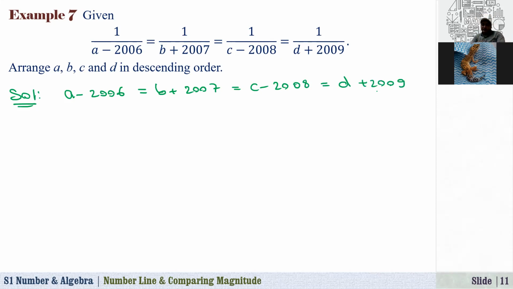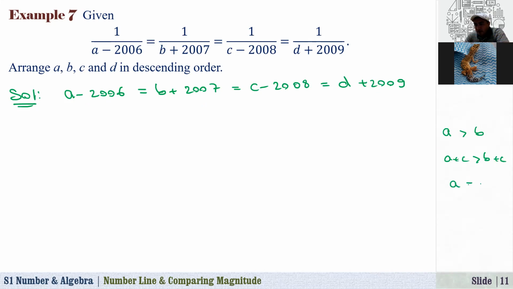So now, here we have minus 2006. Let me just add 2006 to all of these expressions, because again, I'm using this rule: if A is greater than B, then A plus C is greater than B plus C.